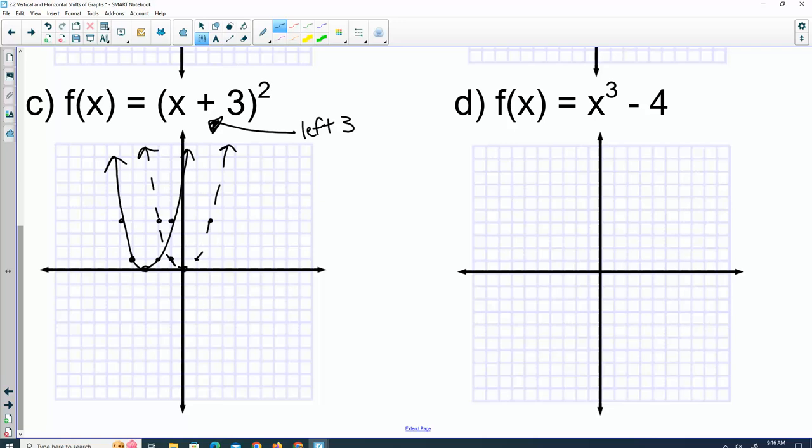Final one like this. F of x equals x cubed minus 4. What's the parent function? The chair. X cubed. The chair. 0 cubed is 0. 1 cubed is 1. If you need it, 2 cubed is 8. 1 is 1, negative 2, negative 8.